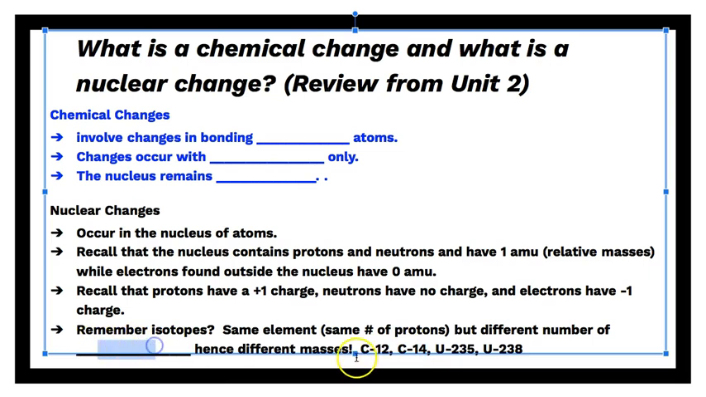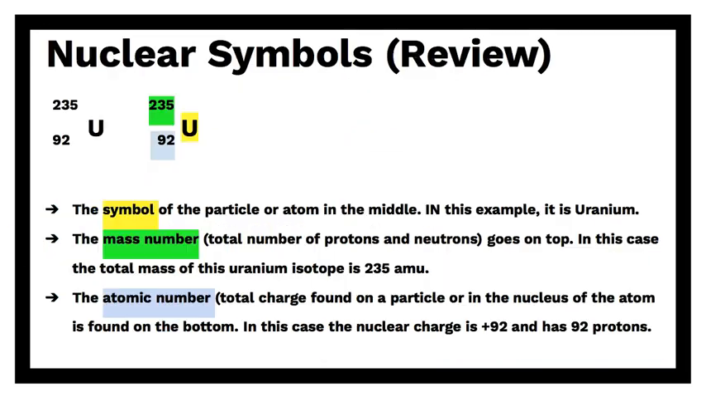So neutrons go here. Here is uranium. This particular isotope has 235 mass units. And this particular isotope has 238 mass units. So that implies that this uranium has more neutrons than this one. Okay, remember these two are still uranium, therefore they have the same number of protons. And then these two are still carbon, so they have the same number of protons. The only difference is the number of neutrons.